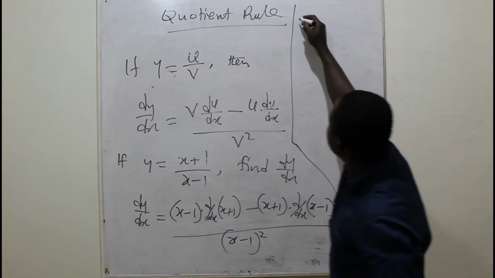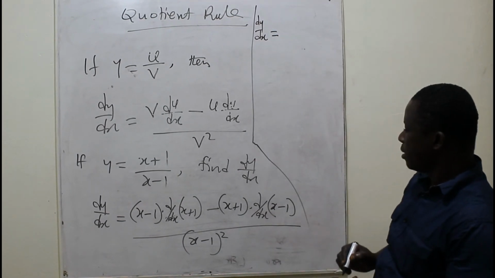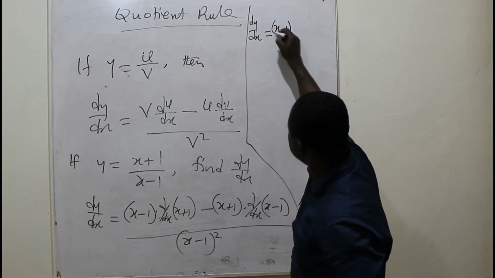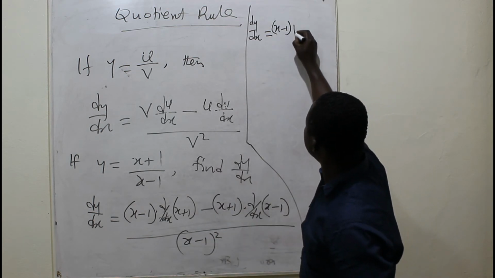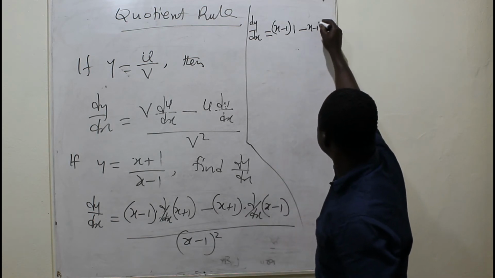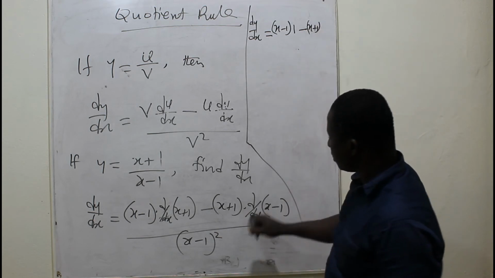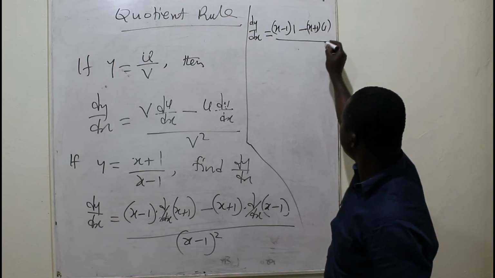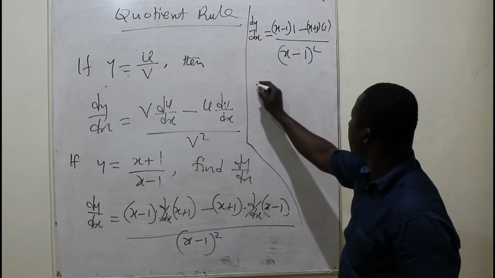So our dy/dx is now equal to, we maintain x minus 1, then you differentiate x plus 1, and the result is 1, minus, you maintain x plus 1, sorry, then you differentiate x minus 1, and that side too will be 1, all over the denominator, which is (x minus 1) all squared.